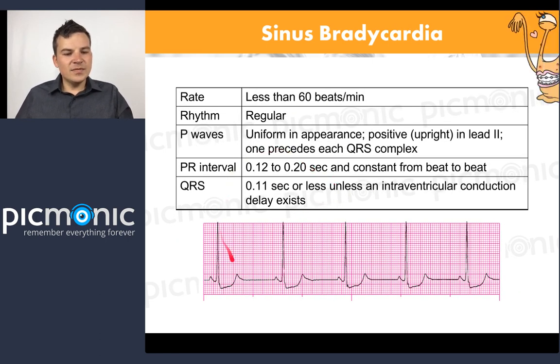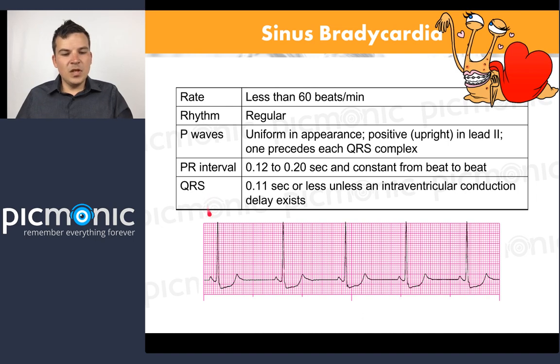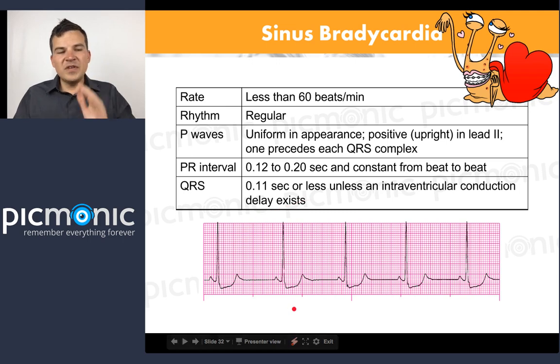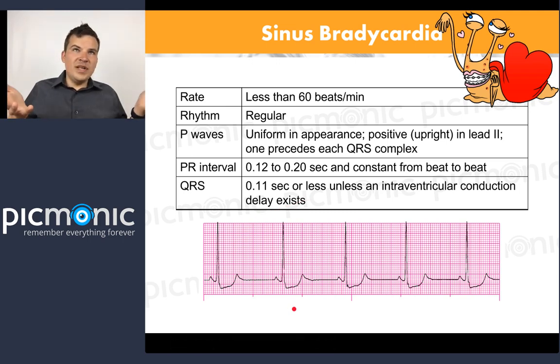So let's look at this one. Tell me what the rate is. This is a 6-second strip. You have just a few seconds. What's the rate? The rate is about 50, right? The rate is approximately 50. Now, 50, is that between 60 to 100? No. Is it fast or slow? It's slow. It's a slow rate. It's approximately 50. It's a bradycardic rhythm.